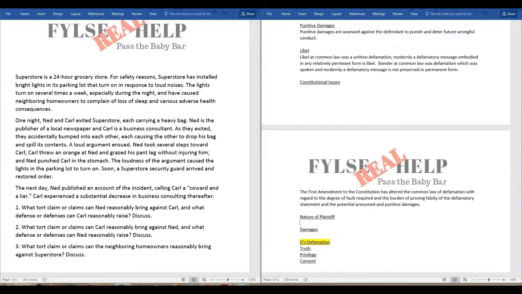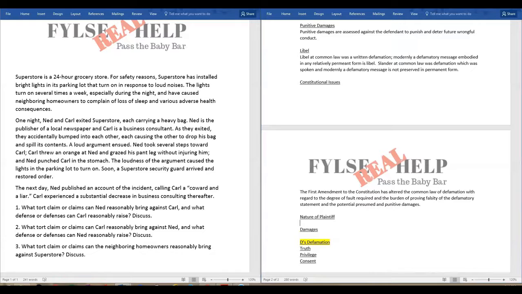So New York Times malice says that when the plaintiff is a public official or public figure, the plaintiff must establish that the defendant acted with malice before he can recover. So here we have Ned publishing this about Carl, and we're told that Carl is a business consultant, and I do not see a very strong argument for a business consultant being any type of public official or public figure, depending on what type of business consultant. I don't see this being any kind of public anything.